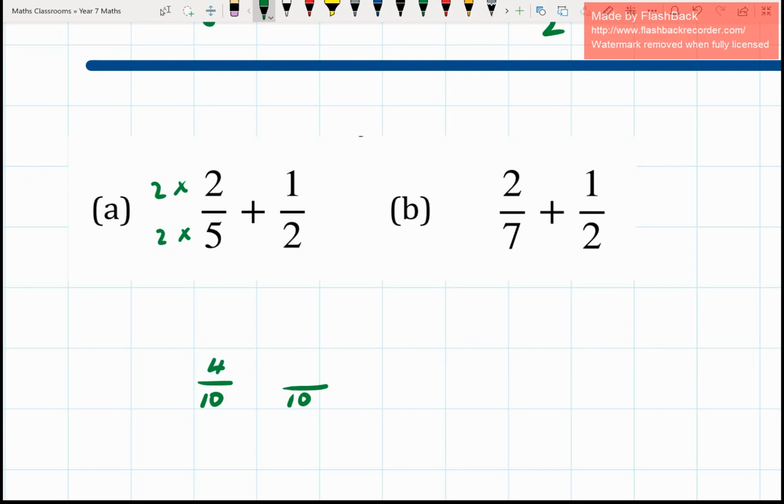That gives me 4. How did I make 2 into 10? I times it by 5. So I've got to times the whole fraction by 5. And that gives me 5/10. So I now add those now, and I have 9/10 as my answer.